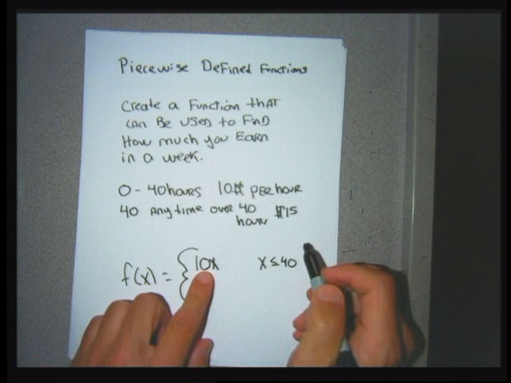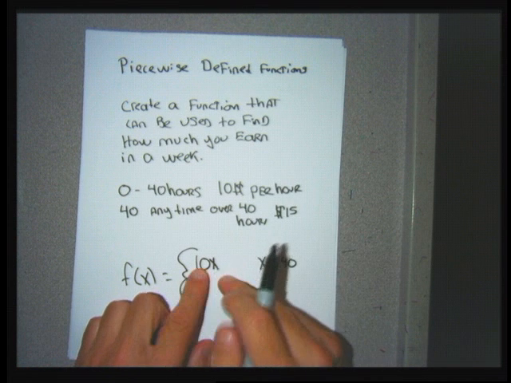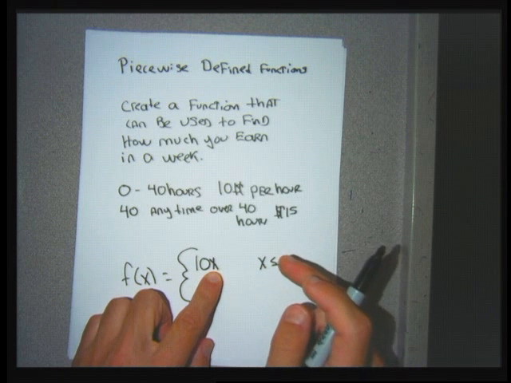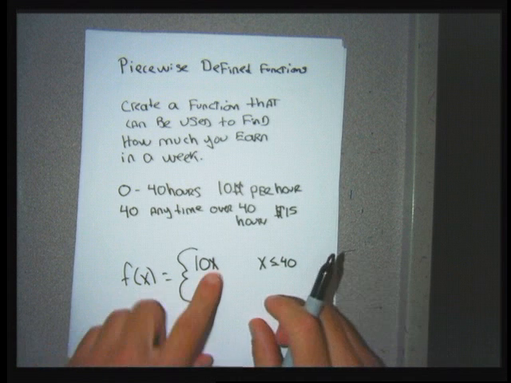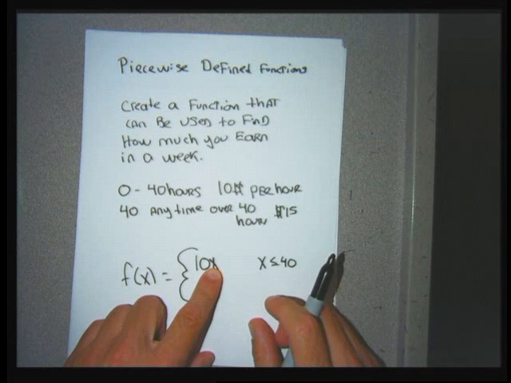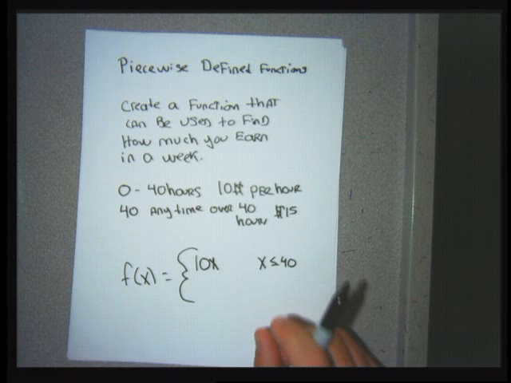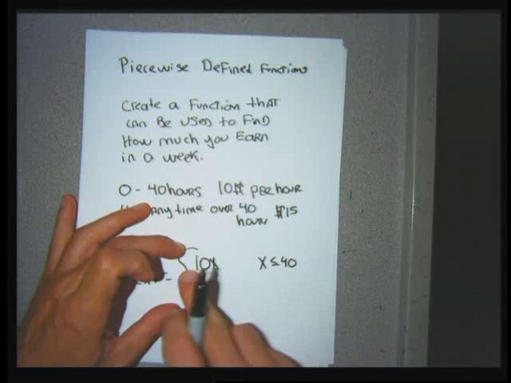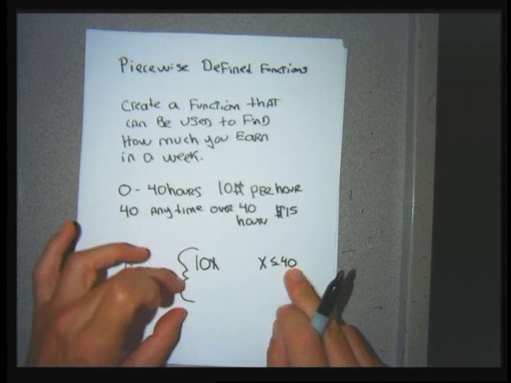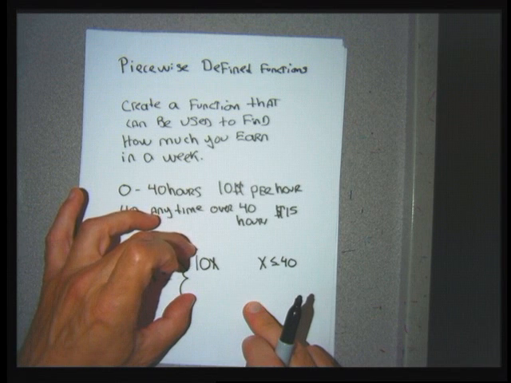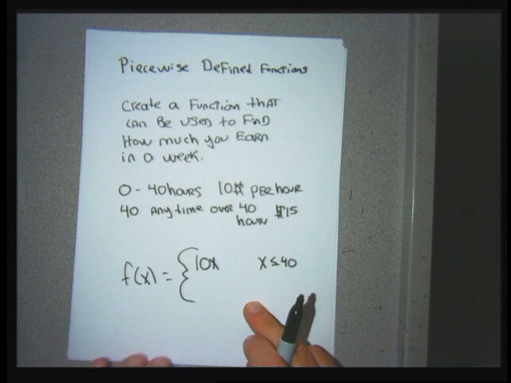So if I worked 30 hours, I'd plug 30 in for that x, and I'd find that I made $300. If I worked 40 hours, it would tell me I made $400. If I worked 50 hours, and I plugged 50 in, I'd go 10 times 50, and it would only say I made $500, which wouldn't be true because I'd get some overtime. So I need to come up with a function for if I work less than 40 hours, and then a piece for if I work more than 40 hours, because my pay rates change.